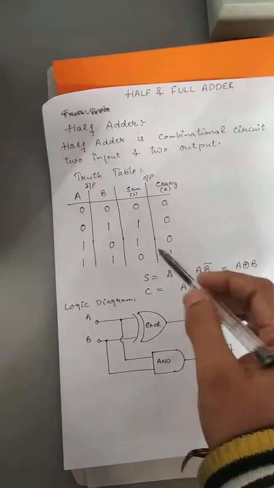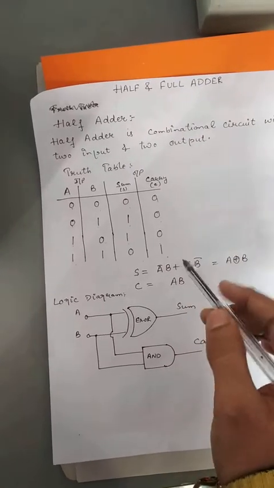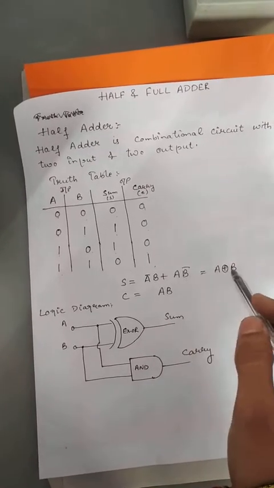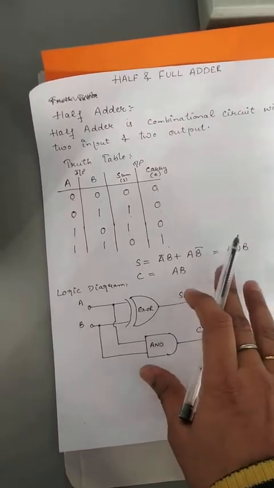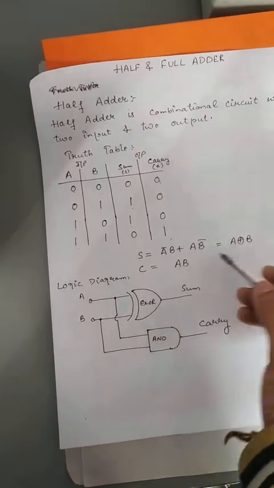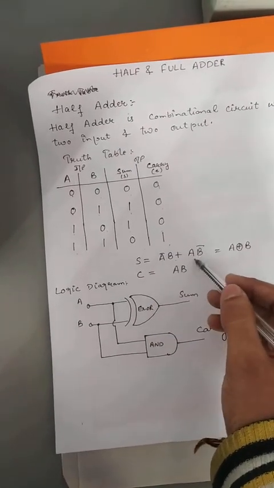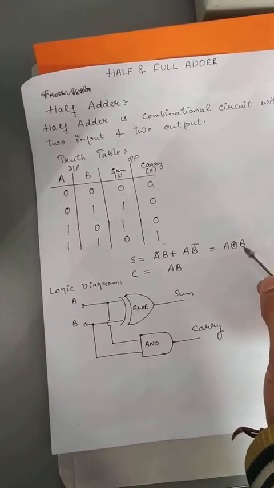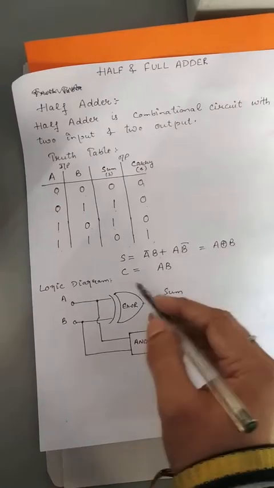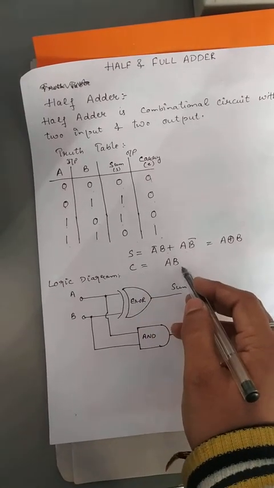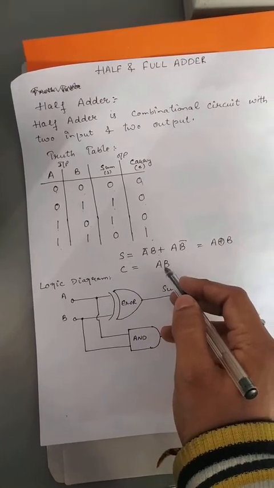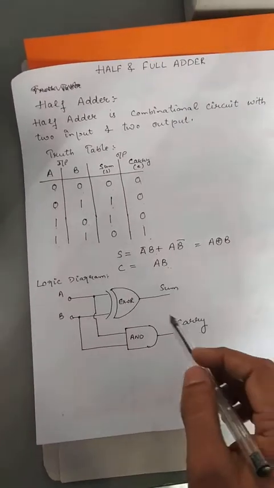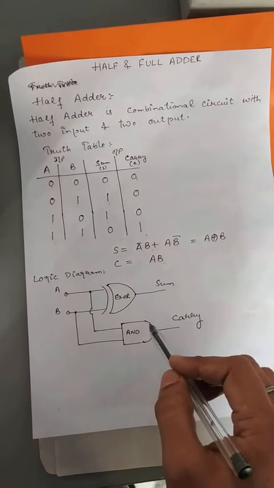After that, you have to design the equations by using K-maps. The sum equals A bar B plus A B bar. This is nothing but an XOR gate; it is the output of an XOR gate. And the carry equals AB, which is simply the output of an AND gate. By using these two equations, you make the logic diagram of a half adder.